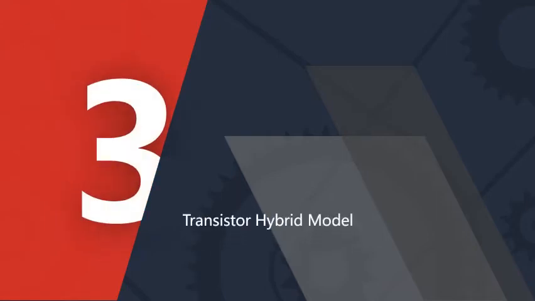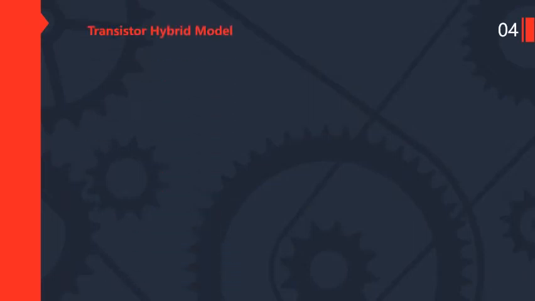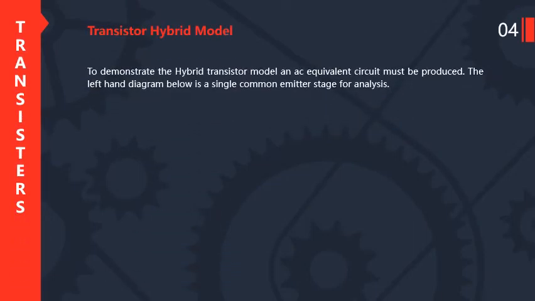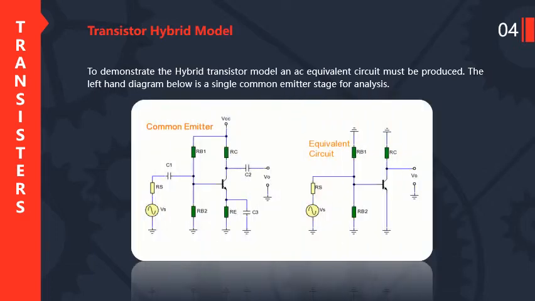So the next topic is transistor hybrid model. To demonstrate the hybrid transistor model, an AC equivalent circuit must be produced. The left-hand diagram below is a single common emitter stage for analysis. So this is the diagram. The left-hand diagram is called a common emitter configuration of the transistor, and the right side diagram is the equivalent circuit of that diagram.